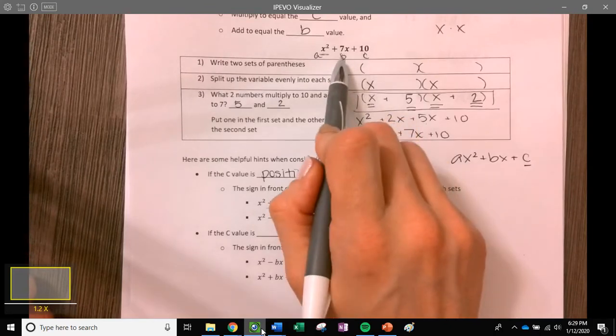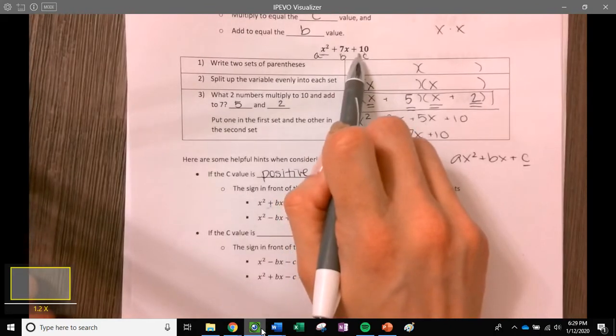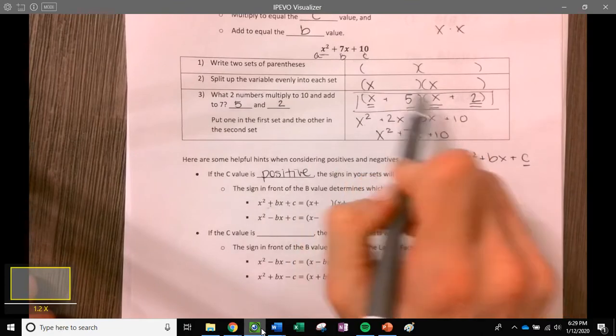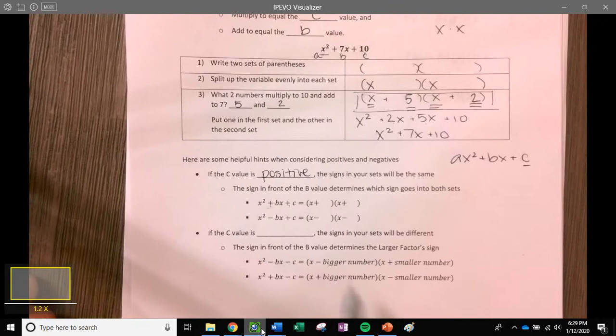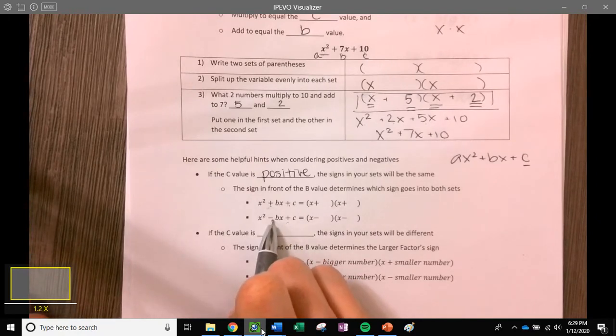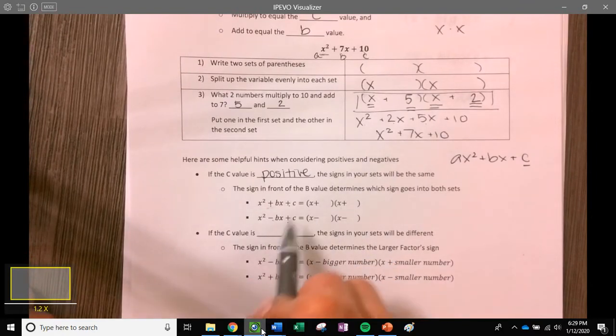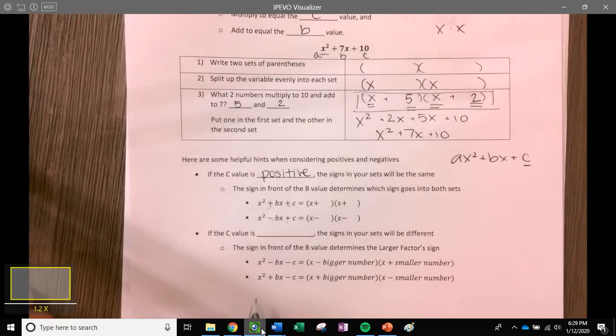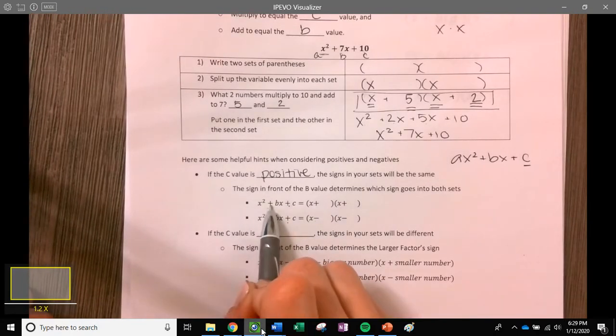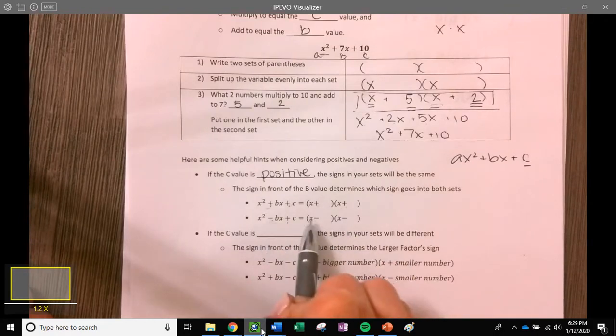And that's exactly what happened up here with our example. We had a plus 10, which meant we were going to have the same signs, and since we had a plus sign in front of B, those were the signs we used. In this case, we have a plus sign in front of C, which means our signs will match, but it's a subtraction sign in front of B, which means the matching signs we're going to use are going to be subtraction signs. So if you see a plus sign in front of C, just look to B to figure out what sign you're putting in both sets of parentheses. If it's a plus, you get pluses. If it's a minus, you get minuses.